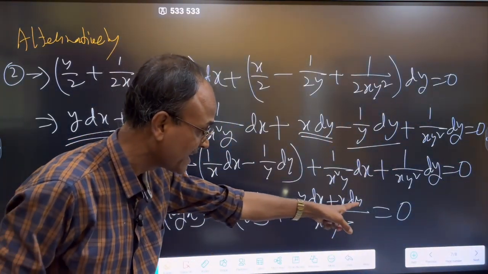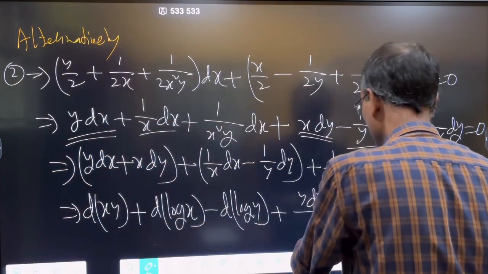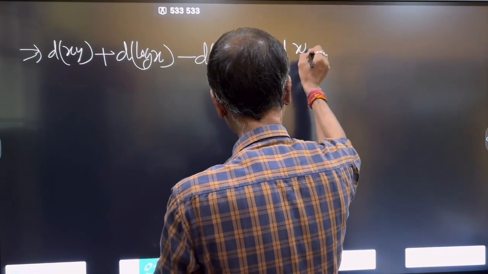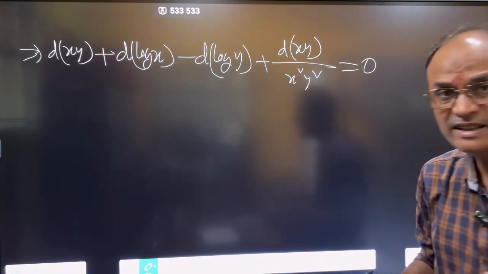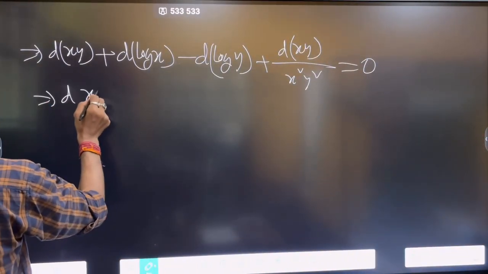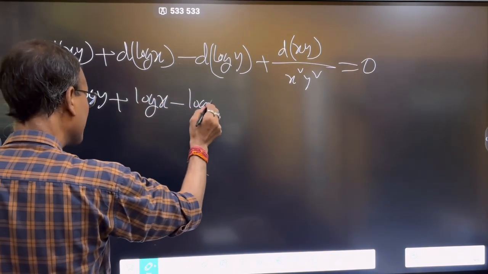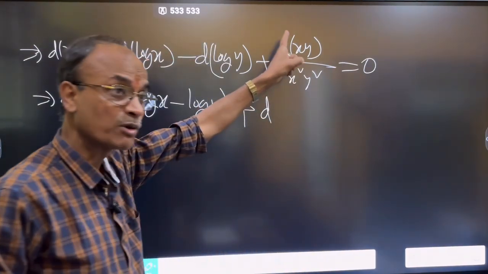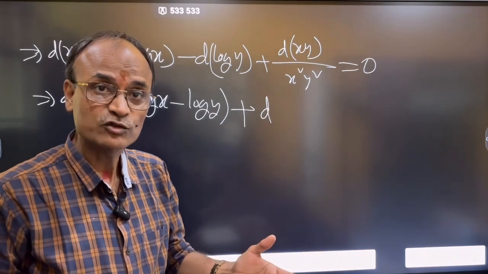plus, it can be written as d of xy by x square y square. This is equal to 0. You may write like this. Now, this means d of xy plus log x minus log y, this plus, it is of the form dx by x square. What is the integration of 1 by x square?